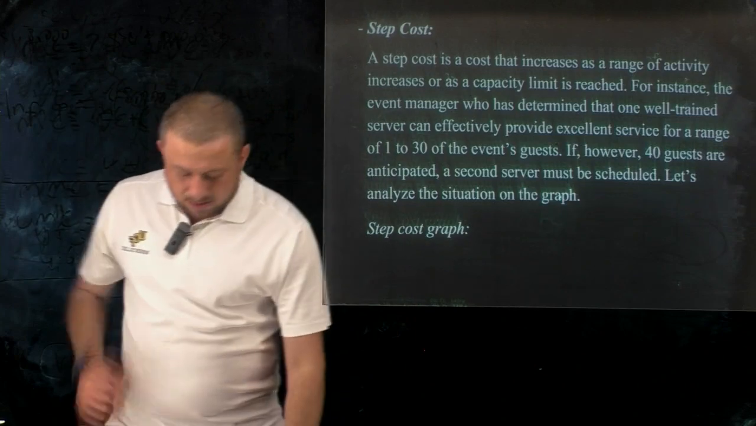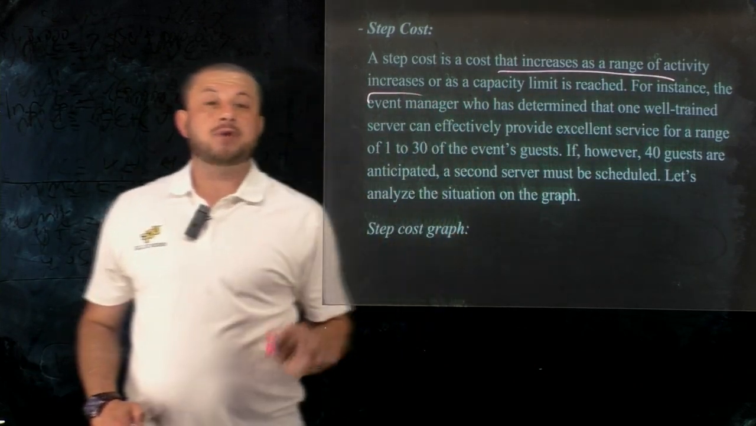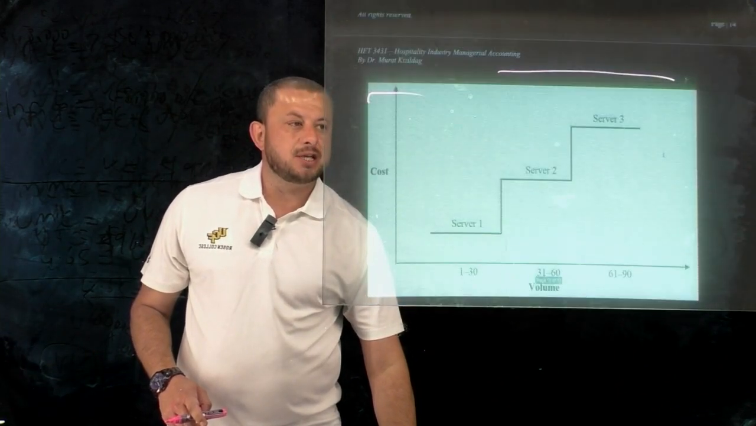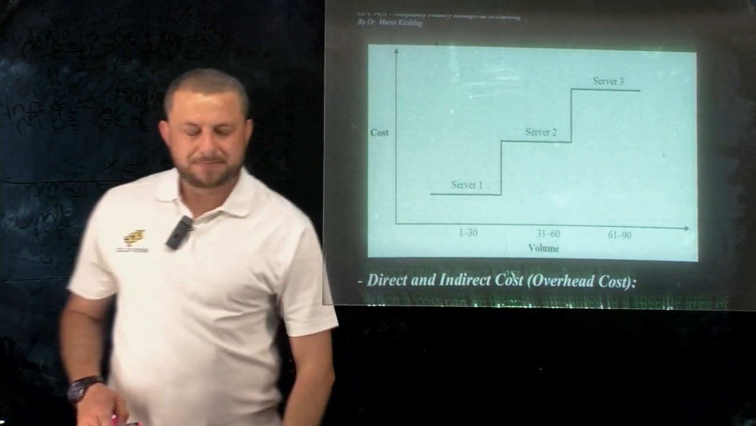For example, step cost is the cost that increases as the range of activity increases. Usually, event companies utilize this. Take a look at this example. For example, take a look at this graph.